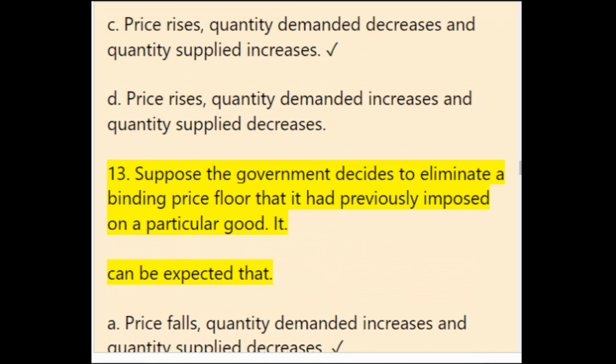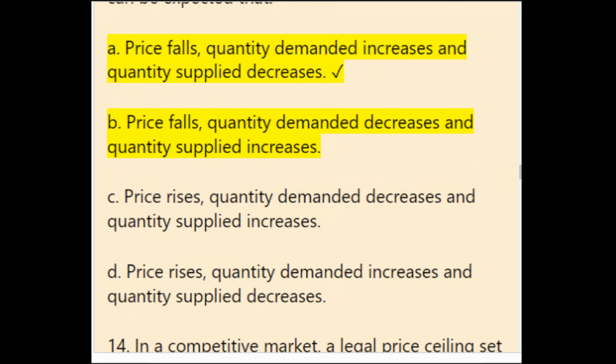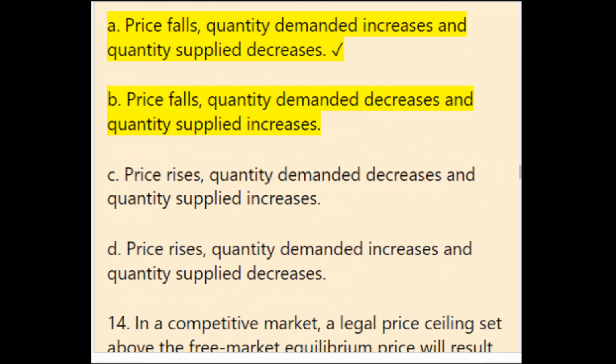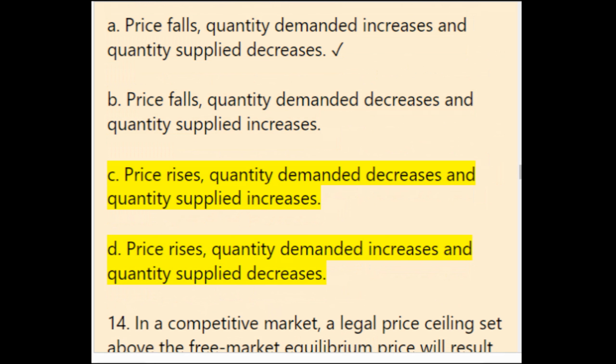13. Suppose the government decides to eliminate a binding price floor that it had previously imposed on a particular good. It can be expected that: A. Price falls, quantity demanded increases and quantity supplied decreases. B. Price falls, quantity demanded decreases and quantity supplied increases. C. Price rises, quantity demanded decreases and quantity supplied increases. D. Price rises, quantity demanded increases and quantity supplied decreases.